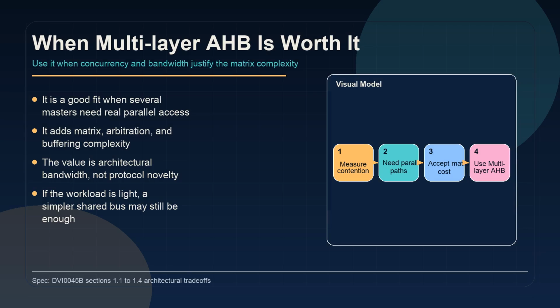The decision rule is pragmatic. Use multi-layer AHB when real contention exists and the extra architecture buys meaningful parallelism. Do not use it just because it sounds more advanced. The benefit is bandwidth and topology flexibility. The cost is matrix logic, arbitration, and buffering.